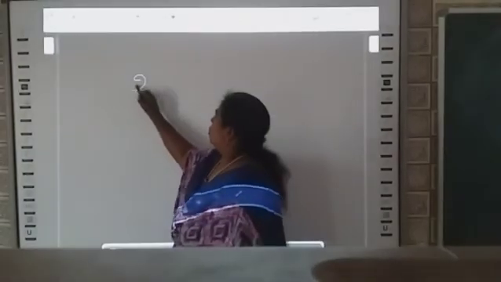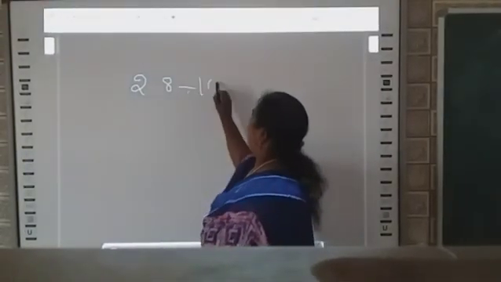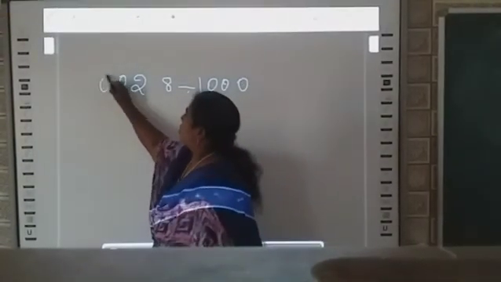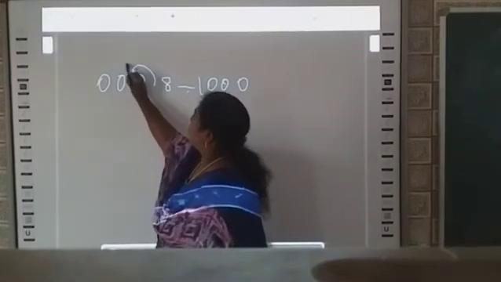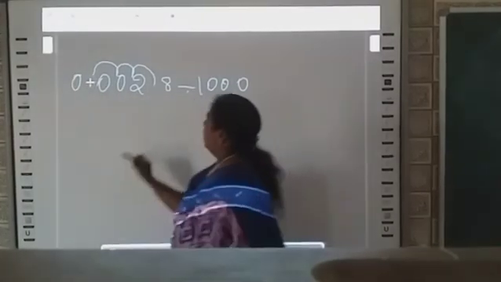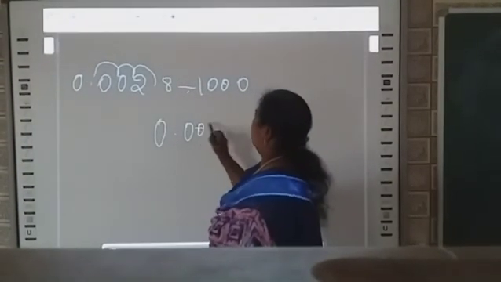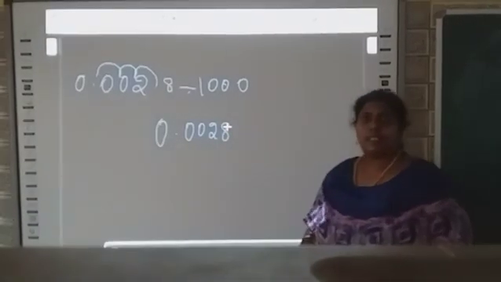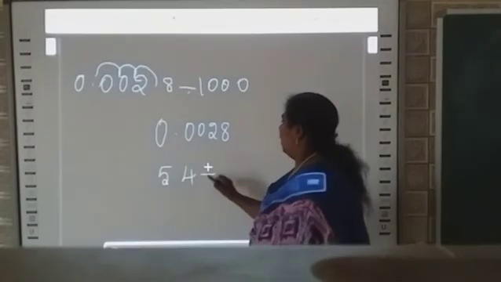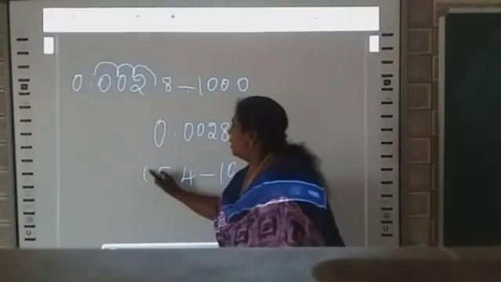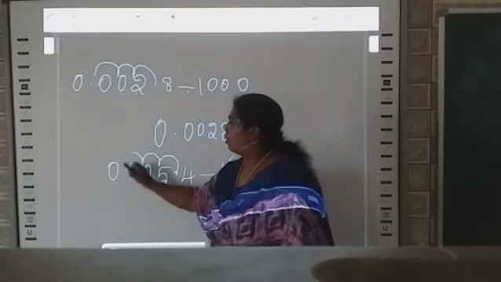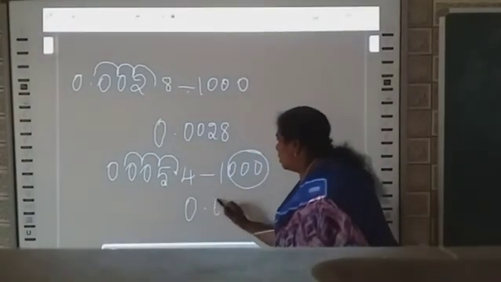See here, 2.8 divided by 1000. So what's the answer? You have to add 2 more zeros here. Now you want to move 3 decimal places. 1, 2, 3. The point will come here. So the answer is 0.0028. Understand? One more example: 5.4 divided by 1000. So you can add 0 here. How many places do you want to move? 3. That means 1, 2, 3. What's the answer? 0.005.